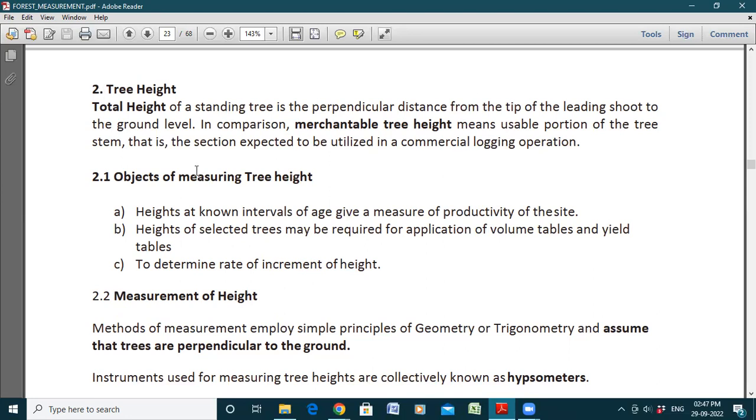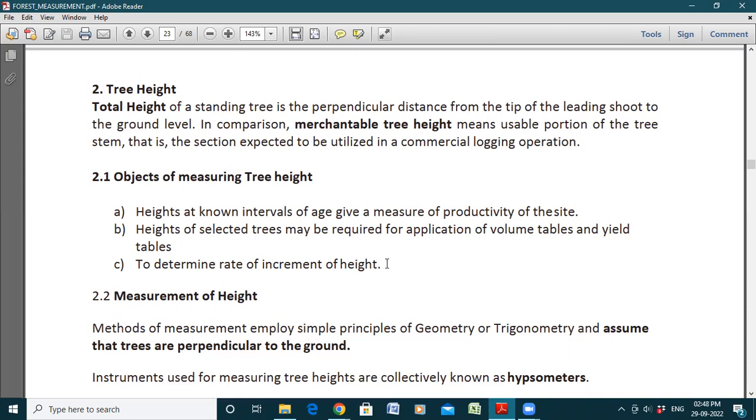Then we have seen the objects of measuring tree height: heights at known intervals of age give a measure of productivity of the site. Heights of selected trees may be required for applications of volume tables and yield tables, then to determine the rate of increment of height.